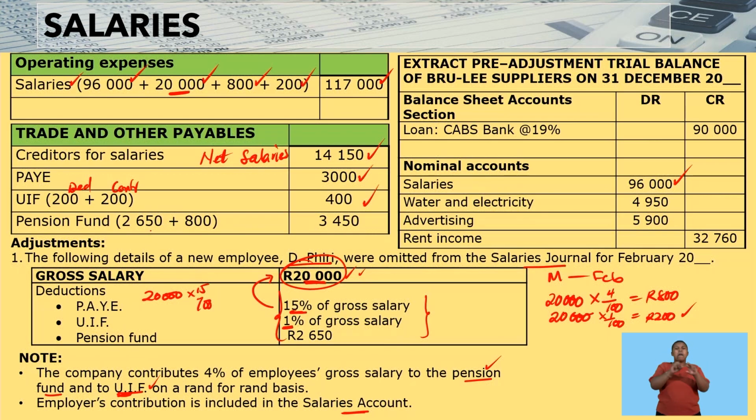When we come to pension fund, we first bring the deduction, which is 2,650, the one you see here. And we are then told that the employer contributes 4%, all right? And then remember that same 800, that is what we then have here. And then we have the 3,450. This is how we would record our salaries adjustment in both the statement of comprehensive income under operating expenses and in the statement of financial position under your trade and other payables.